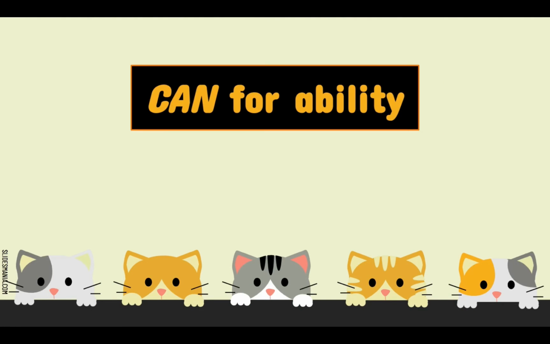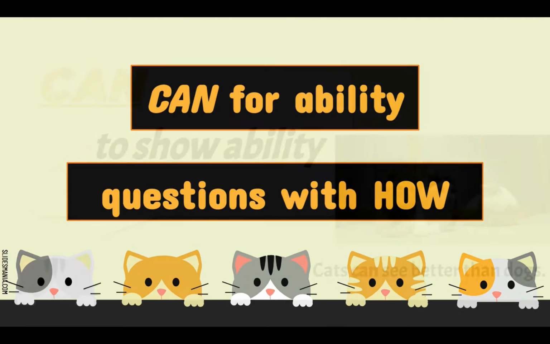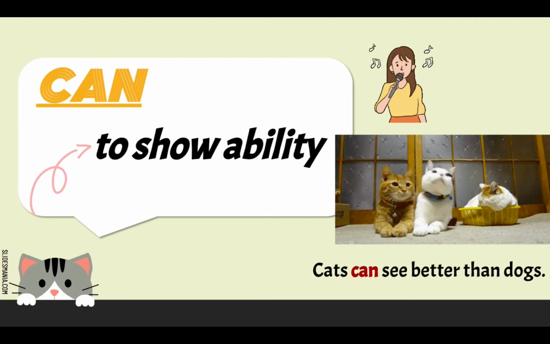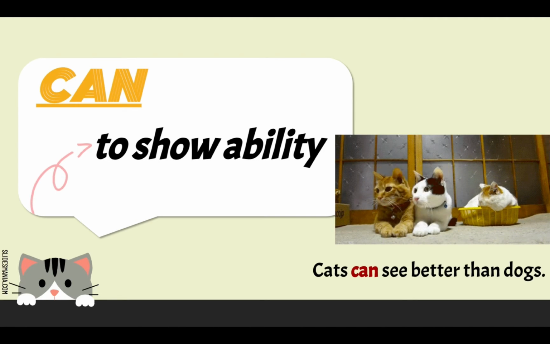So, for today, we are going to learn two new things, which are first, can for ability, and another one is questions with how. Number 1, can is used to show ability. For example, I can swim, I can sing, I can bake vanilla cake. As you can see in the picture, number 1, cats can see better than dogs. So, it shows the ability of the cat, which is that it can see better than dogs.